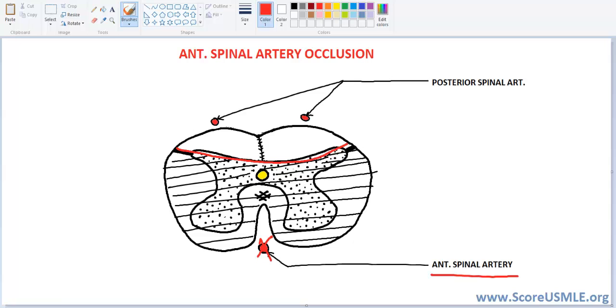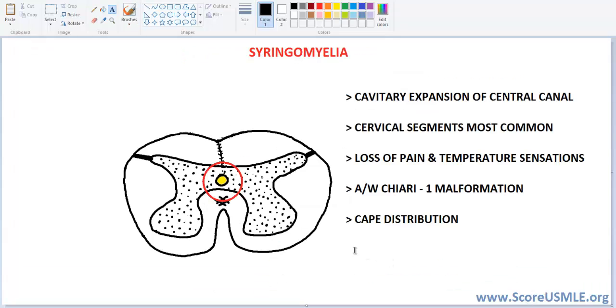Alright, so let's move on to our next slide. And this is a really important disease, guys. You need to know this. It's kind of their favorite, and they do ask many questions on it. So this one is known as Syringomyelia. Now, what is so special about this disease?